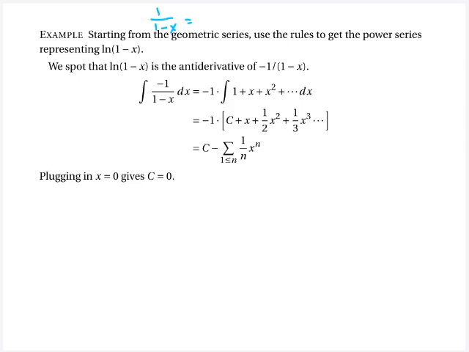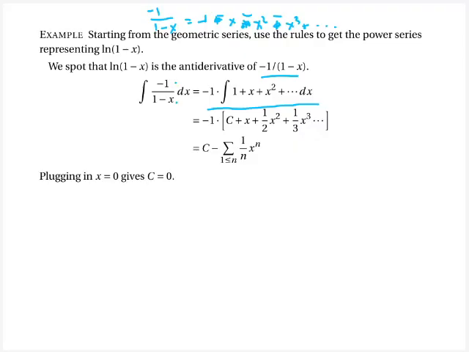and that's of course equal to 1 plus x plus x squared plus x cubed, etc. And so we spot that ln of 1 minus x is the antiderivative of minus 1 over 1 minus x. So clearly I'm going to want to put a minus out front, and I'll take the antiderivative. So the antiderivative of minus 1 over 1 minus x is the antiderivative of that series term by term, and I factored out the minus 1.